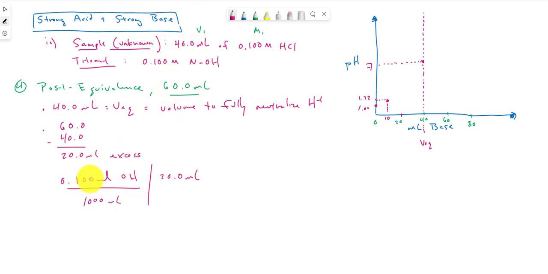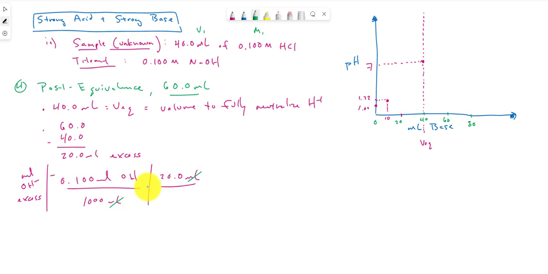So what does that look like? Well, we still have the original concentration, 0.1 moles per 1,000 mils. So how many moles of OH do we have? Well, we multiply by that 20 mil excess. And if we solve that, if we look at the units, we would be in moles of OH. That would be the moles of excess OH.